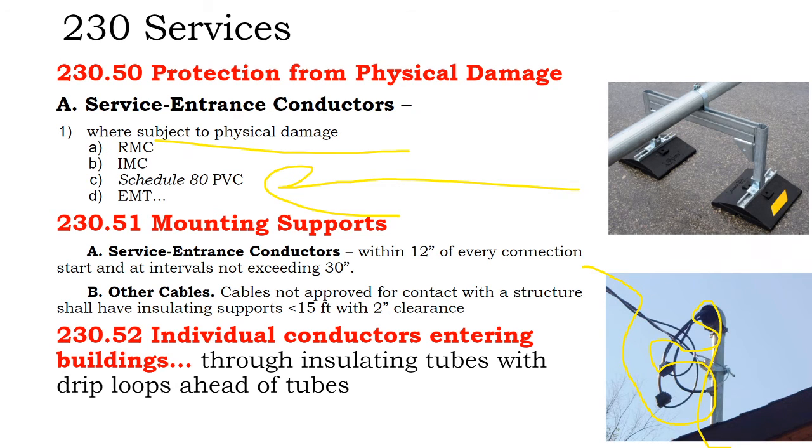Okay, that makes sense. There are support requirements, every 30 inches, every 12 inches, not as harsh for solar supports, for non-service entrance cable supports. Cables not approved for contact with structure need to have supports every less than 15 feet, with 2 inches off of the building.